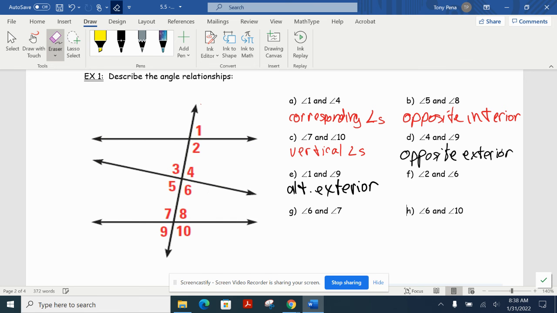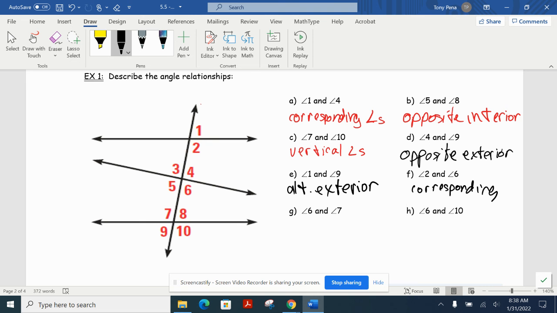All right, F, Karina. What did you put for F? Corresponding. Good. These are corresponding angles. If we look at angle 2 and angle 6, they're created by these two lines. These are both the bottom right-hand corner of the 4 angles that those two lines create. So those are corresponding angles.